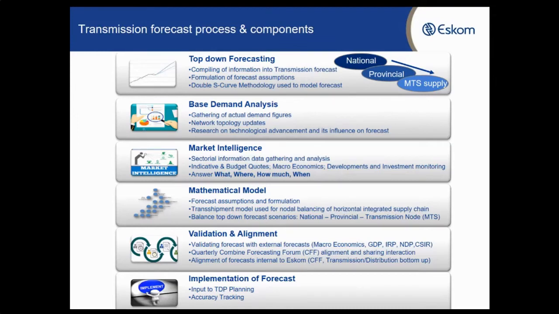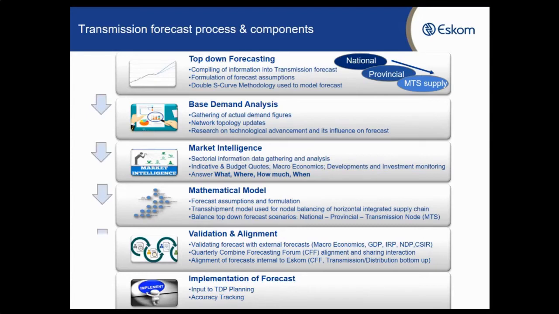Then we go into a validation and alignment phase, where we use both external and internal forecasts to do some alignment within Eskom, and also with some of the external forecasts that you get from GDP, IRP, NDP, the CSIR, and so forth. We also do alignment of the forecast internal to Eskom, where we have a bottom-up, top-down, bottom-up alignment process in place. And then, of course, there's the implementation of the forecast, where we give input to the transmission development plan and we track our accuracy.